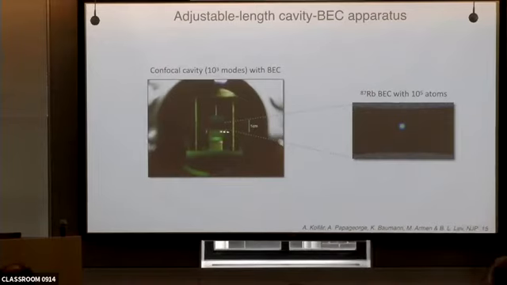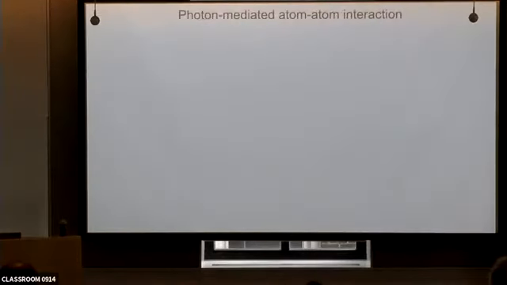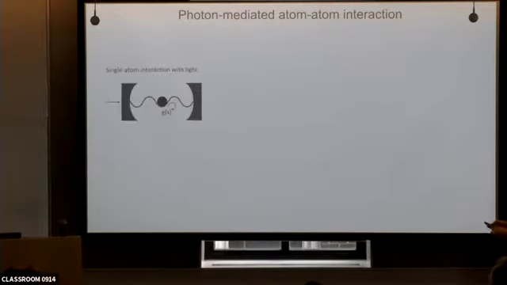Meanwhile, we can do this while putting a Bose-Einstein condensate of atoms, rubidium atoms, between the mirrors, and we can do this every 10 seconds or so. So now let's go into what we want to do with this. All right, so the first slide here is to just explain what the theoretical scenario is.